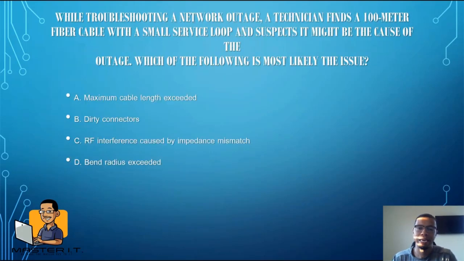While troubleshooting a network outage, a technician finds a 100-meter fiber cable with a small service loop and suspects it might be the cause of the outage. Which of the following is most likely the issue? Perfect. Being ready to succeed. Like we talked about earlier, you got the little plastic pieces or the pieces of glass inside there, and they're really fragile. So if you bend it too far, it's going to break.